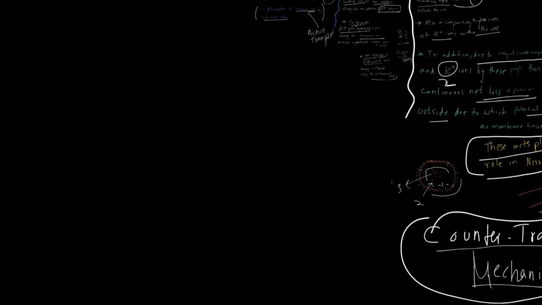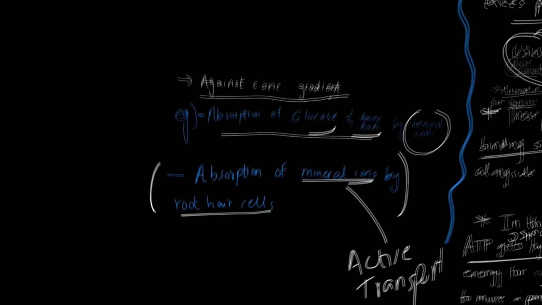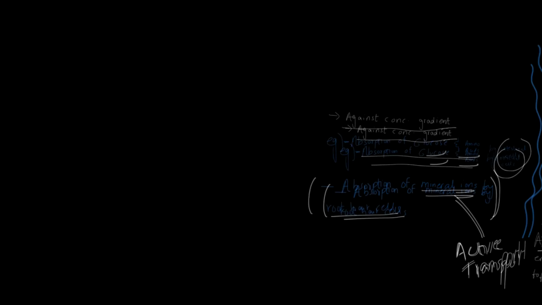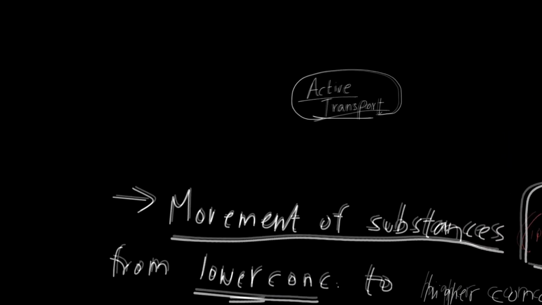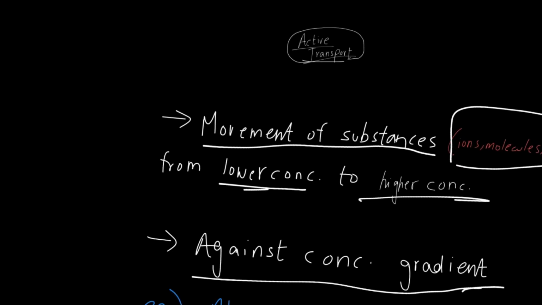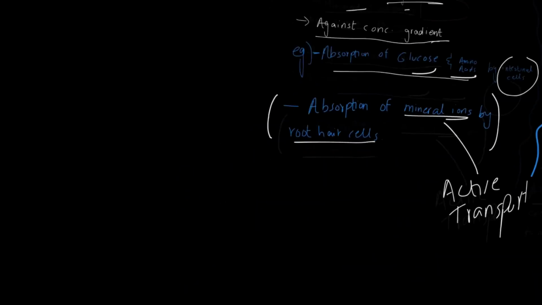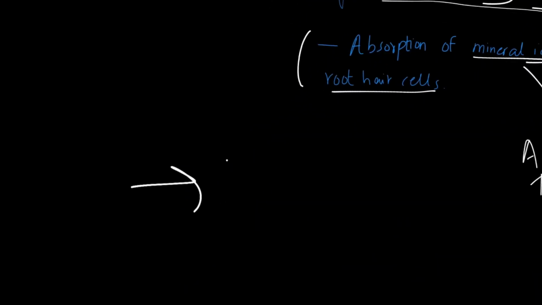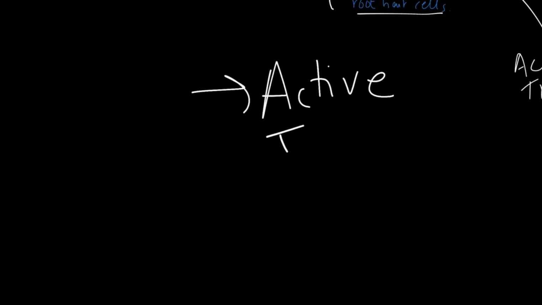So I'll just repeat whatever we've studied today. We've reiterated the fact of active transport acting throughout the cells. We started off with active transport and how it's the movement of substances from a lower concentration to a higher concentration, and it's against the concentration gradient. One thing I'd like to mention is that this is an active process, right? So it requires energy.